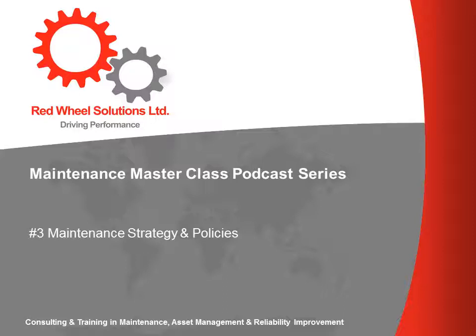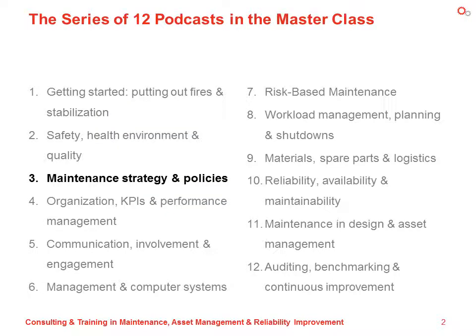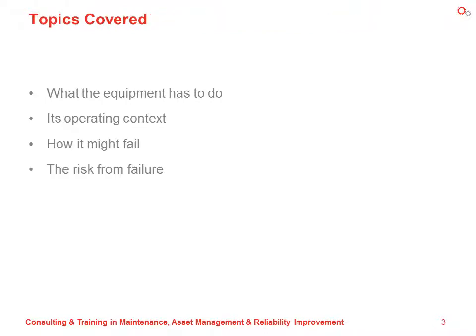This is podcast number 3, which deals with maintenance strategy and policies. There are 12 podcasts in this series, and this one deals with how we decide what maintenance is needed for our equipment. Maintenance strategy is dictated by what equipment has to do in its operating context, how it might fail, and risk. We'll deal with each of these in turn.